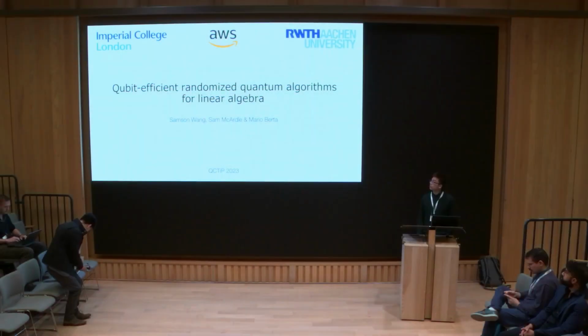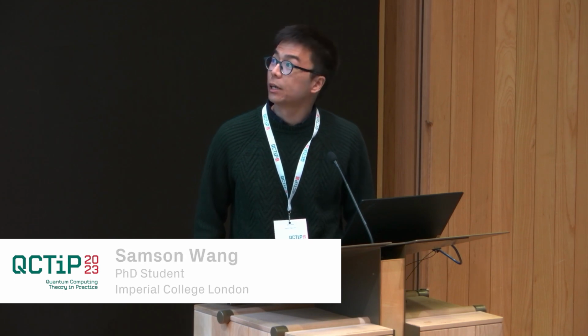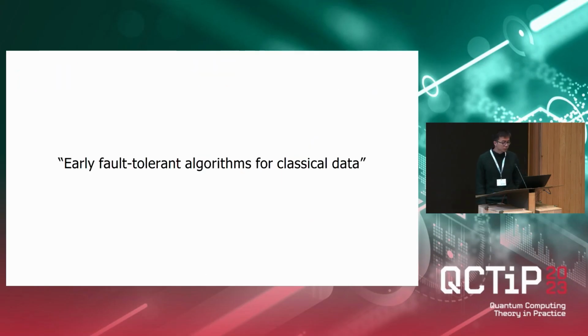Yeah, I'd like to talk today about a simple way of constructing randomized algorithms. And this is joint work with Sam McArdle and Nairo Berta. So in one broad sentence, the aim of our work is to look for early fault-tolerant algorithms for classical data. So what do we mean by this?